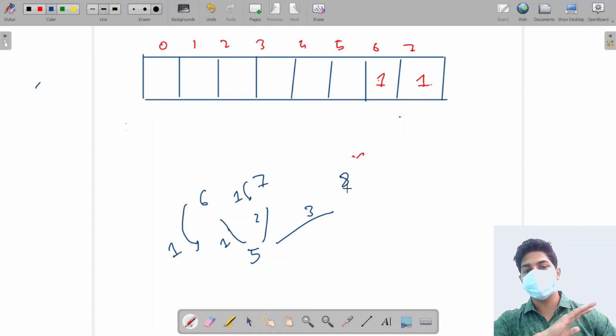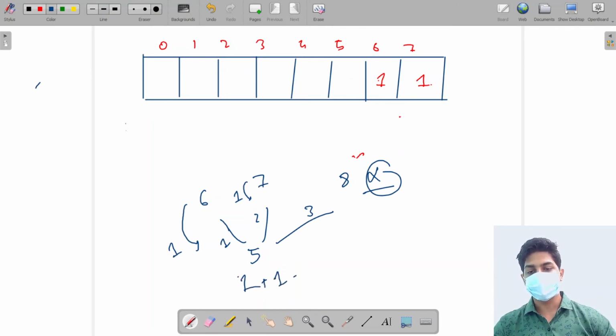Once I go ahead of the destination, there is no way I can come back. So I will not take this particular jump, because I want to go to the destination. I don't want to go ahead of it, so there is no point in taking this jump. The total number of ways for 5 will be 1 plus 1, that is equal to 2.